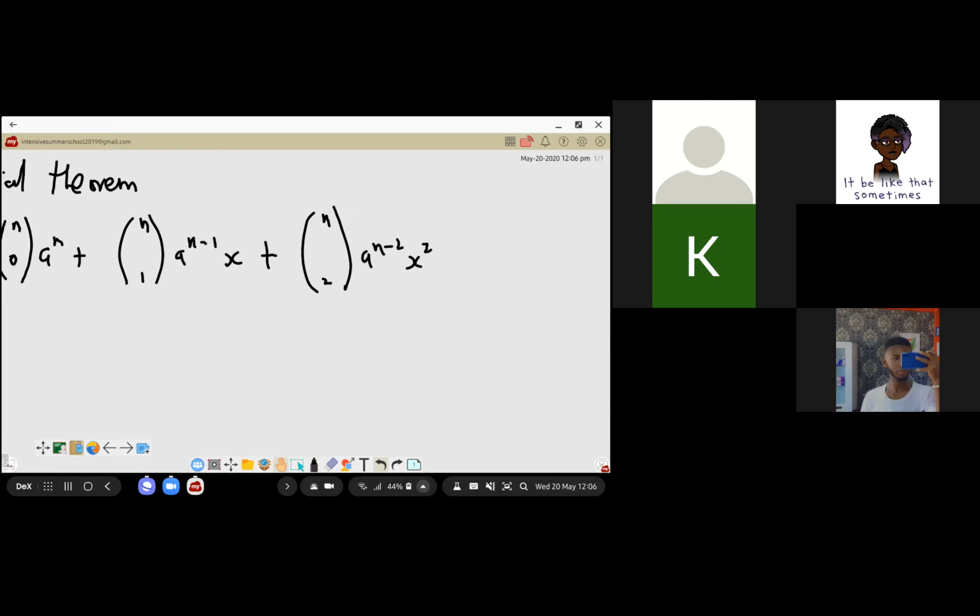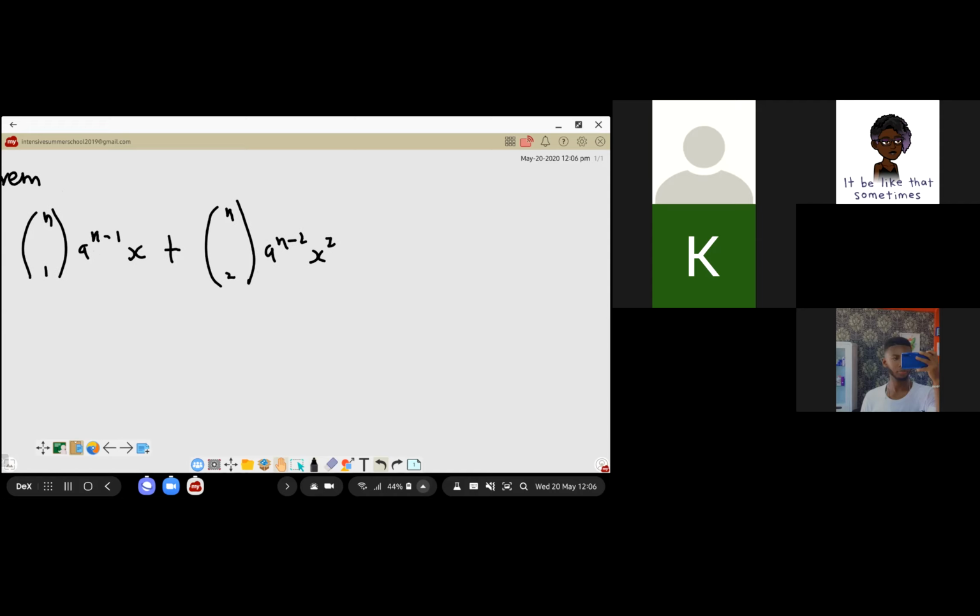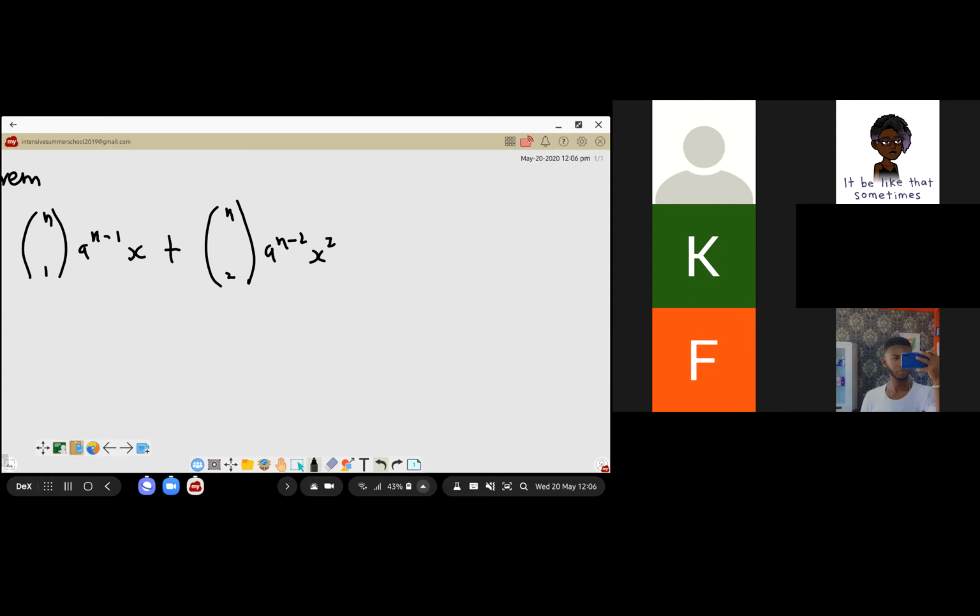We are going to keep going till our last but one term. Let me put the 3 dots there. What was the coefficient for our last but one term? n combination r. Our a was raised to the power n minus r, and then our x was raised to the power r.